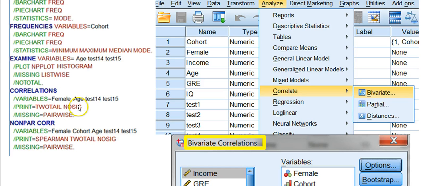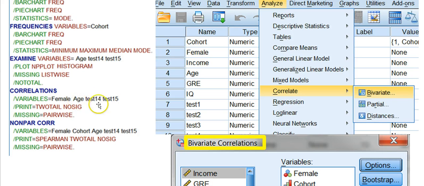Whenever we're running a Pearson R or a point biserial or a phi, you can run it with the correlations. Notice that I don't have cohort in here. I have female because it's dichotomous. I have age because it's interval, and so then female's relationship with age and with test 14 and test 15 are going to be a point biserial relationship because that's a dichotomous variable with intervally scaled variables.